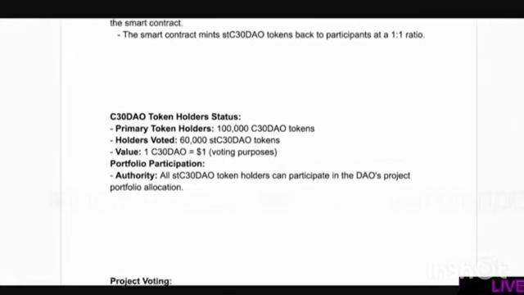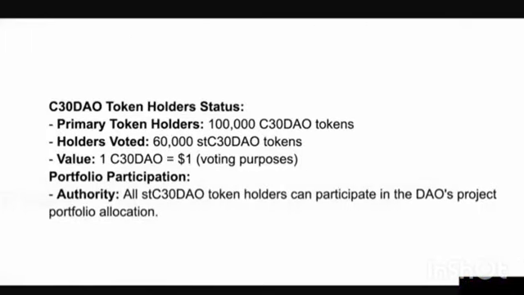Now, let's say we have 100,000 C30 DAO token holders. Everybody bought the package, everybody got C30 DAO tokens. The people who voted got STC30 DAO tokens. So only holders who got STC30 DAO tokens will be considered as voted members of Capital 3.0 DAO. Very clearly.